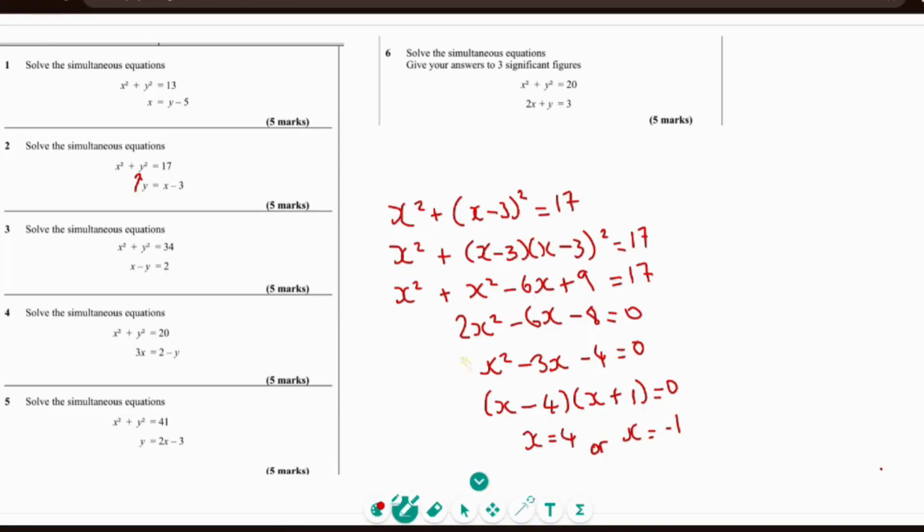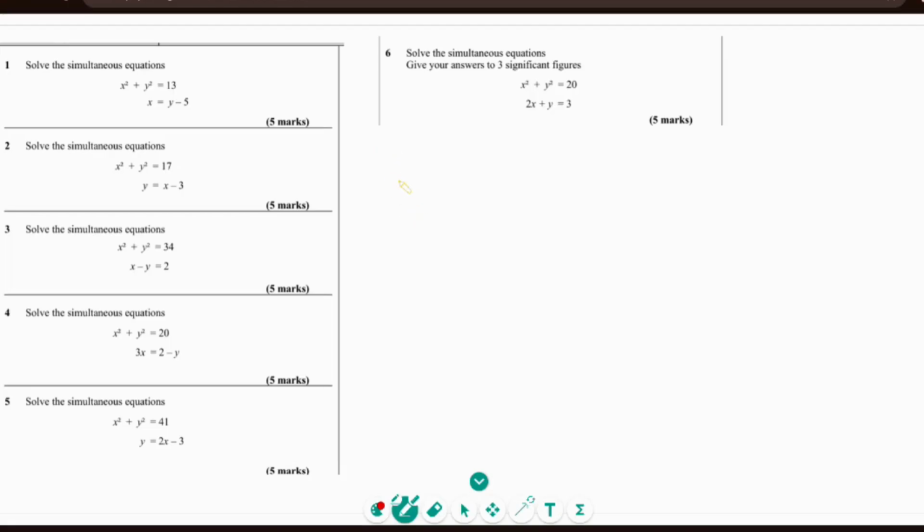So when x is 4, y is 1. When x is minus 1, y is minus 4. Question 3.